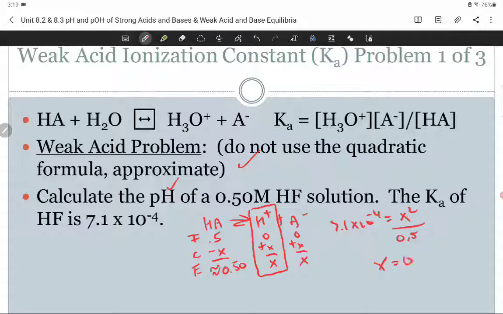When we get an answer for x, that is 0.019 molar for H positive. So pH equals negative log of hydronium. So take the negative log of 0.019 and you get a pH of 1.72. Does that make sense? If I put some acid into water, I should get a pH below 7.